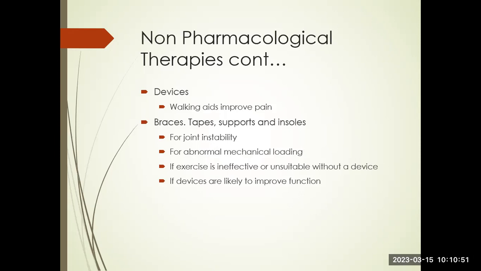So we can use devices. Walking aids are shown to improve the outcome of these patients. And we can use braces like tapes, supports, and also insoles for knee osteoarthritis when there is joint instability. We can use braces to stabilize the joint. And if there is abnormal mechanical loading, we can use braces to correct the loading. And if exercise is ineffective or unsuitable without a device, we can recommend a device for them to carry out the exercises while using it. In some patients, devices may be helpful to improve function.